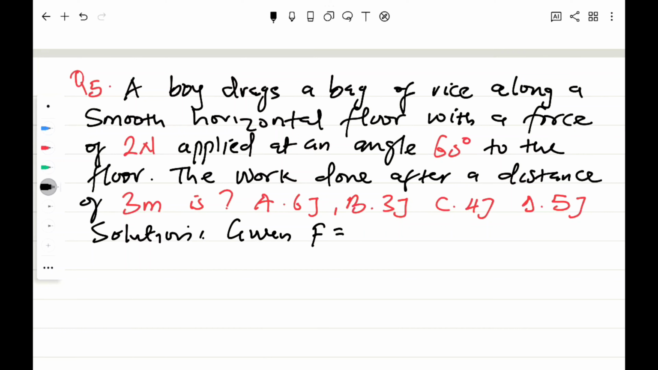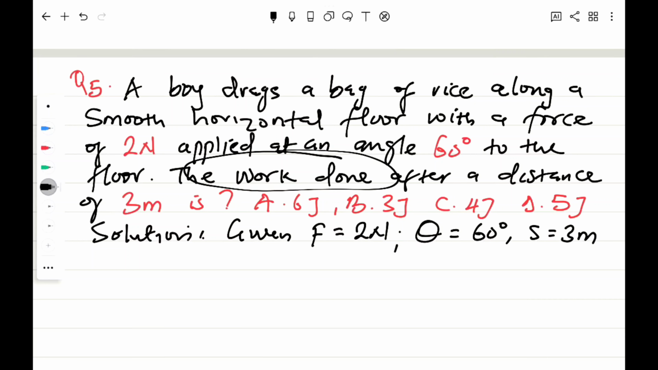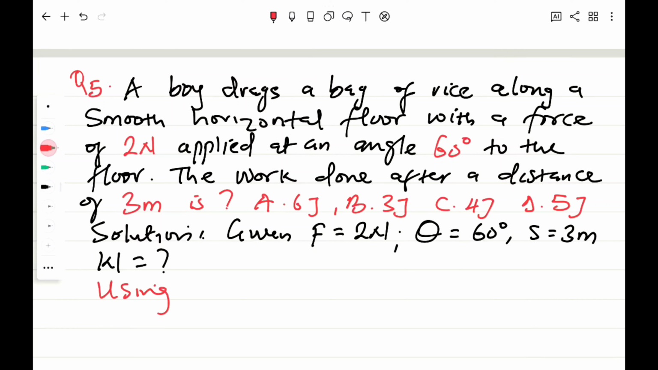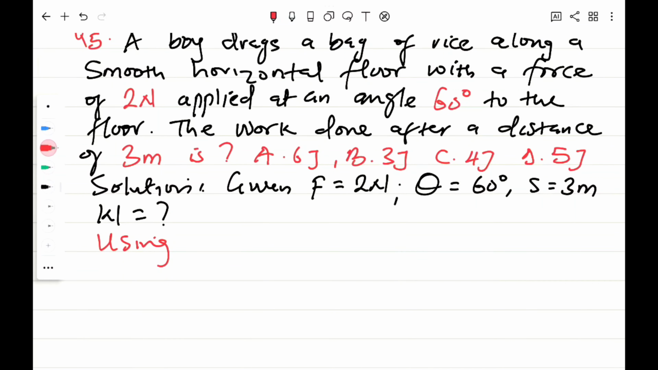So F is equal to 2 Newton. Then applying at an angle, the angle is theta. So theta is equal to 60 degrees. Then the work done after a distance of 3 meters. So our distance is given to be 3 meters. So what is the work done? W is equal to unknown. So if you're able to extract your data in this format, I'm telling you, you'll have an idea on how to solve these particular equations.